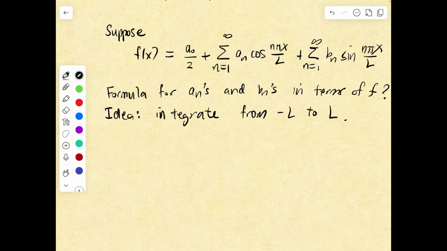The question is, how do we calculate the a n's and the b n's? So we're looking for a formula for the a n's and b n's in terms of f. In other words, you have some function that's written in this form. What do you do with your function to calculate the a n's and the b n's?